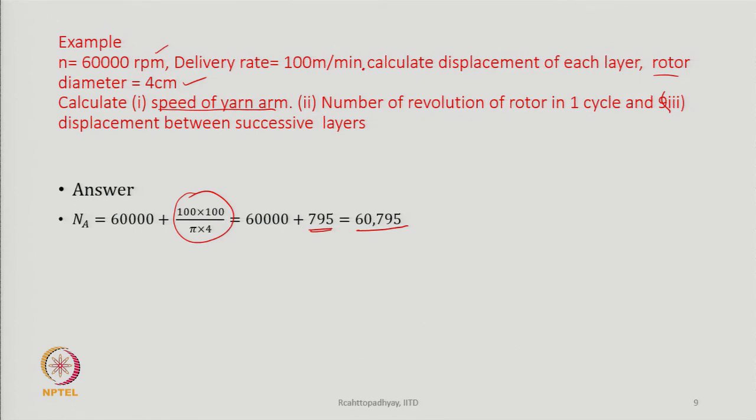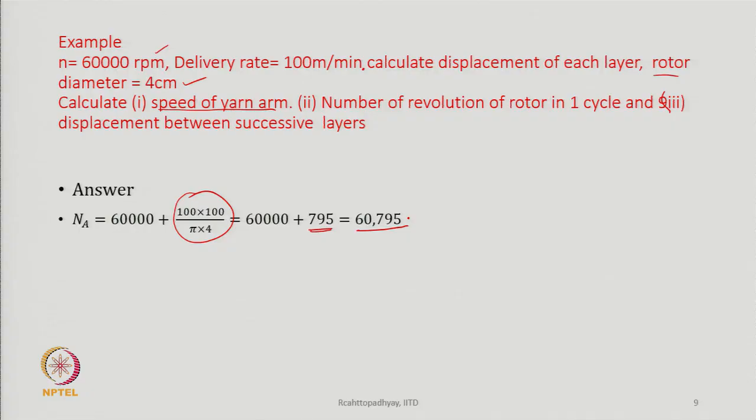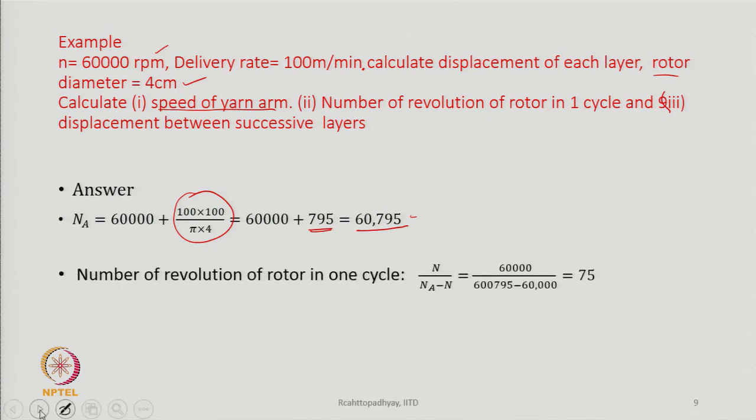But if a person is sitting within the rotor and watching the yarn arm rotating around him, he will find the speed to be 795 rpm, because the observer himself is also rotating at the speed of 60,000. But from the outside frame, the yarn arm speed is going to be 60,795 revolutions per minute.